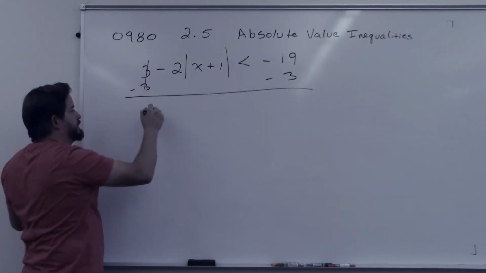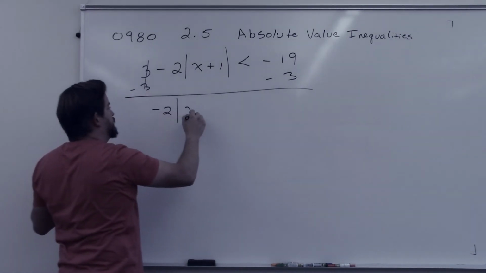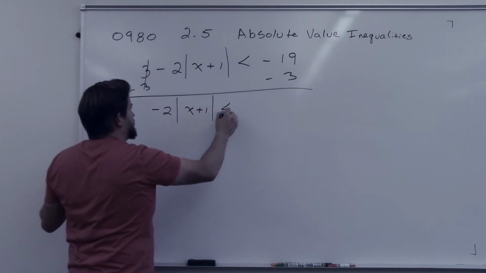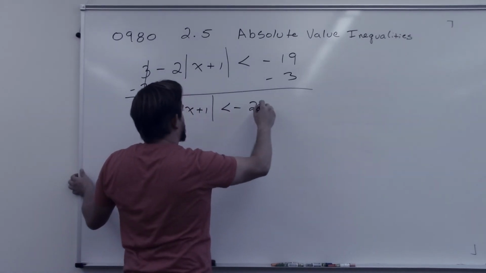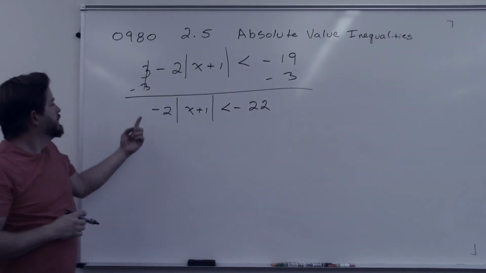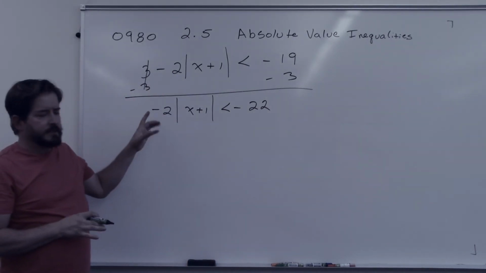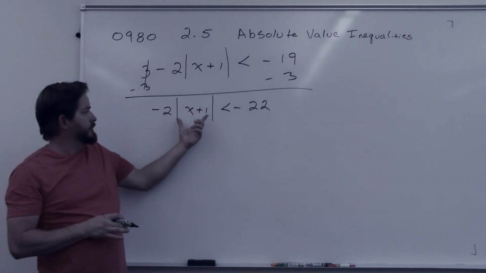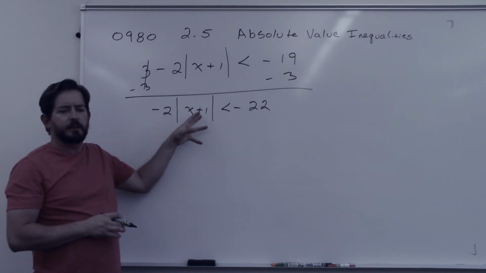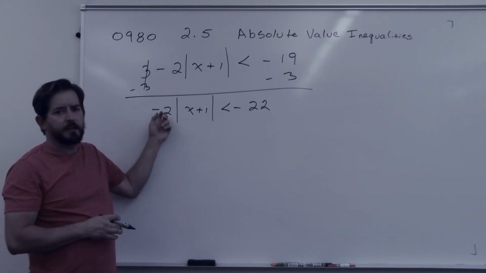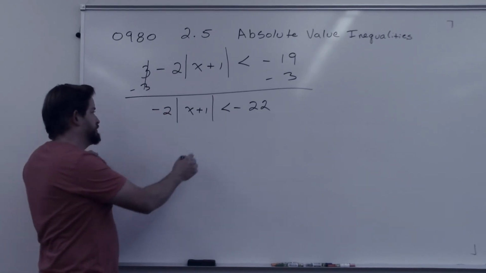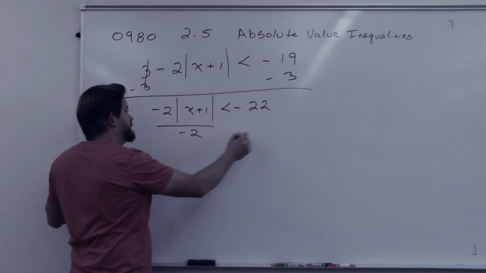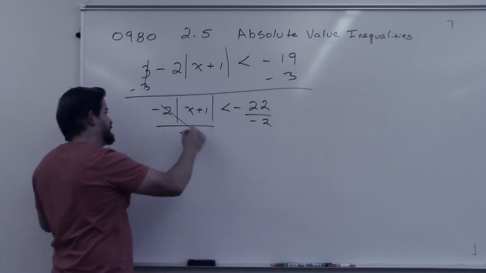3's gone, you're left with this negative 2 times the absolute value of x plus 1, less than negative 22, because counting is hard. And then the next thing I don't want to see is to take this negative 2 and just distribute it through. You don't want to distribute anything into your absolute values, especially a negative, because then you lose information, right? What I do want to do, though, is divide out that negative 2, and I'll divide both sides.